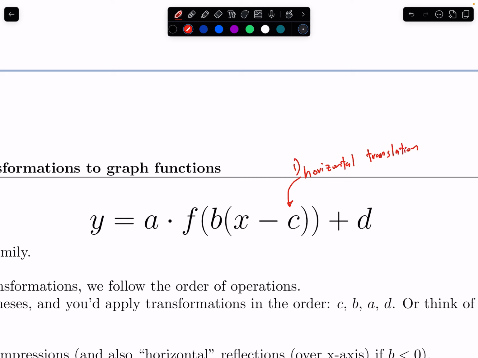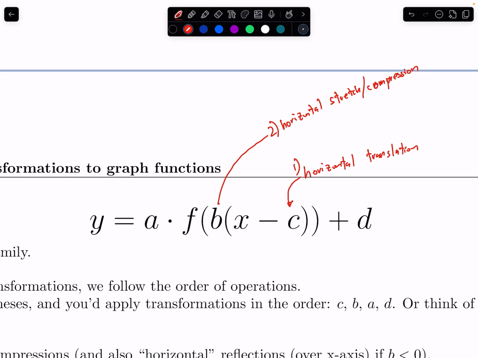And then step 2, just looking at my order of operations, next would be this B here, right? So that's step 2. Step 2 is this is a horizontal stretch or compression, right?